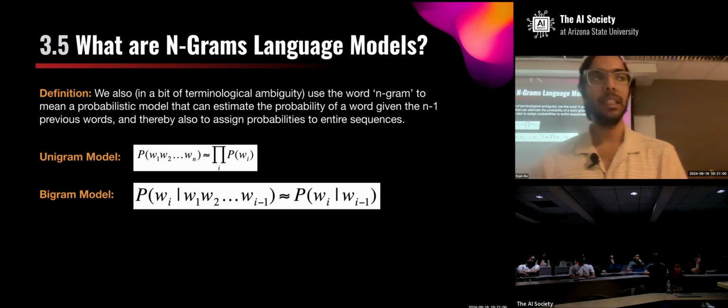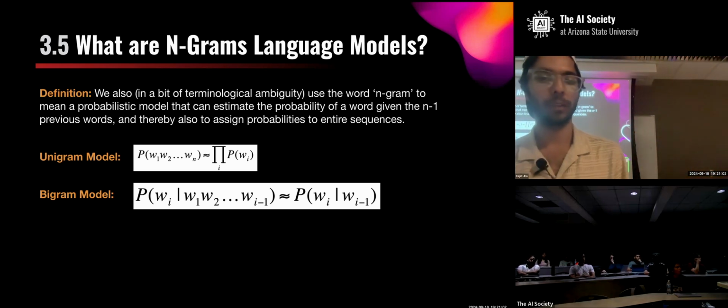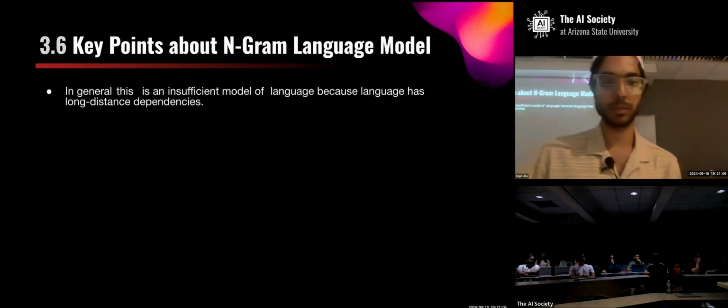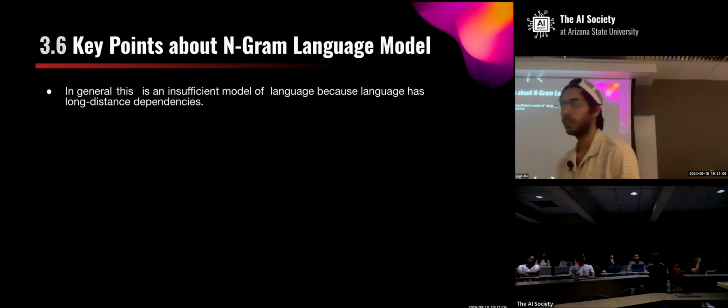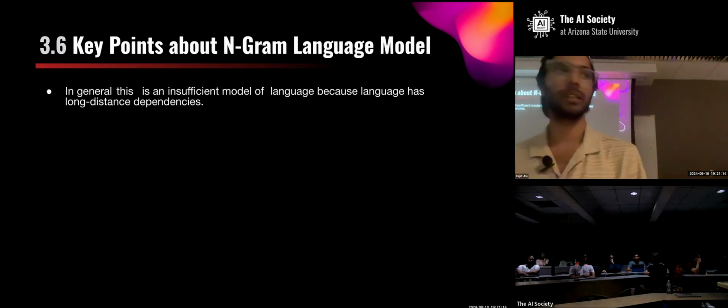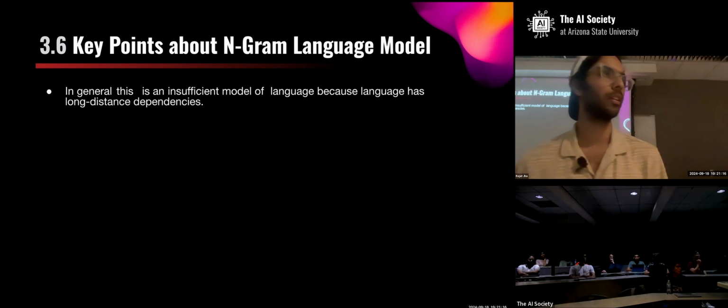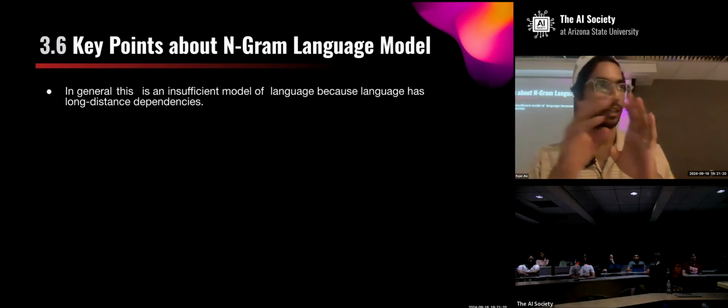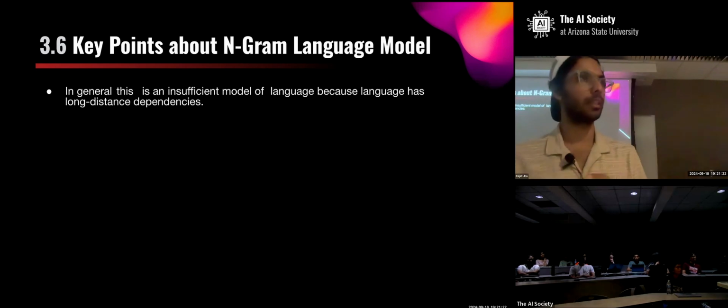So it solves many of the problems. But if you see here, there are some issues with n-gram language models. One is, as I said, it is not a sufficient language model. For example, the current large language models are not based on the n-gram model. The reason being, it doesn't incorporate long distance dependencies, right?